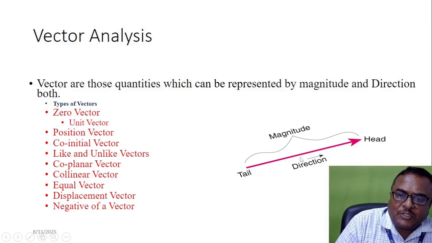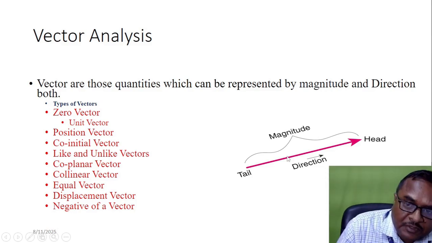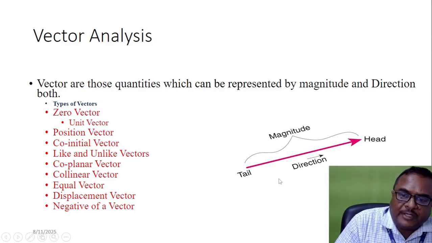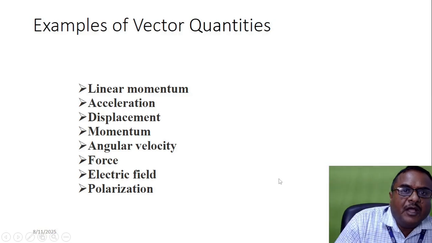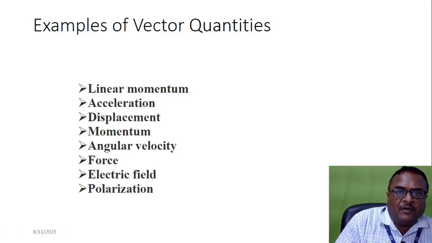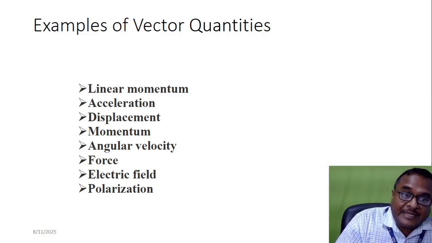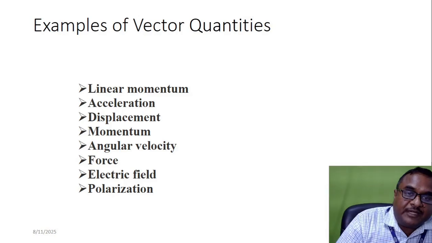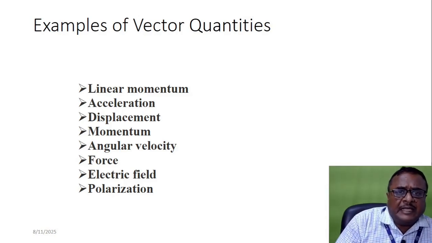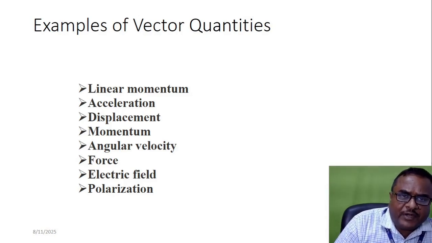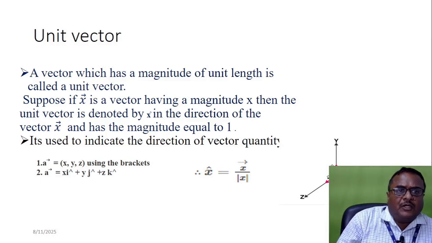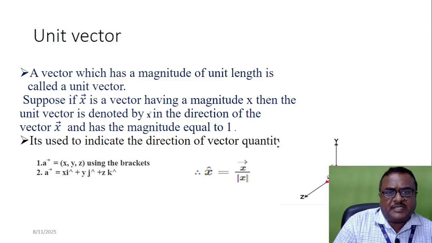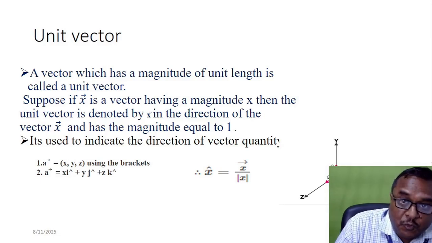In general, by using head and tail notation, a vector has two components, magnitude as well as direction. Any vector can be represented by magnitude as well as direction. For example, linear momentum, acceleration, displacement, angular velocity, force, and electric fields are some of the examples of vector quantity.